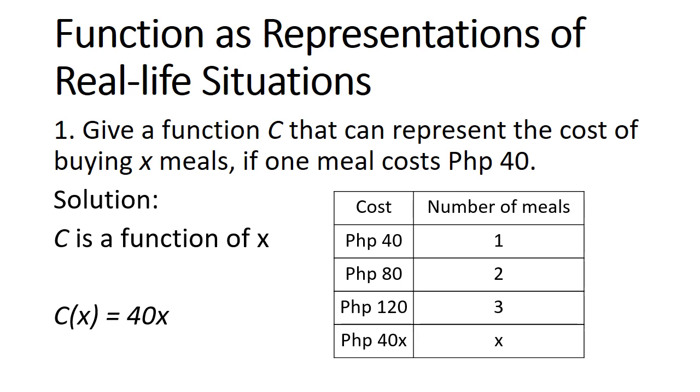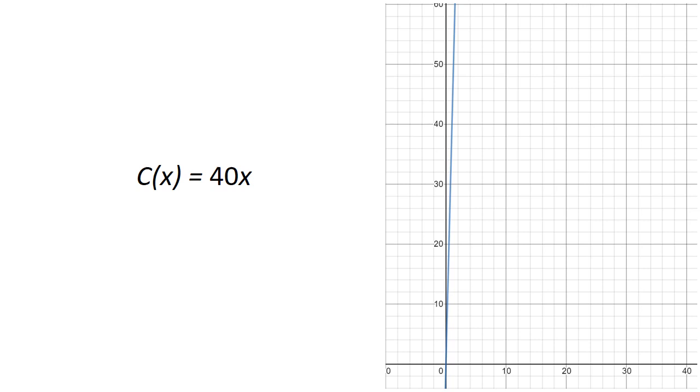So, yun na yung hinahanap sa atin na function. Function C is equal to 40x. And if we graph this function, makikita natin na linear siya, kasi nagva-vary yung price natin depende sa bilang ng meal na bibilhin mo, and i-multiply mo lang yun ng 40. So, directly proportional siya and linear yung graph natin. So, pag graph mo, line yung lalabas. Okay. Ganun lang siya kadali.